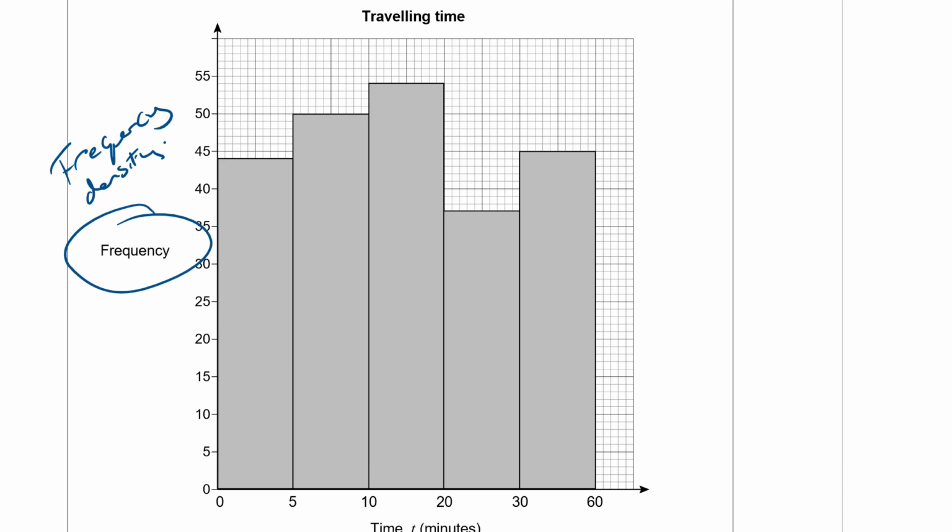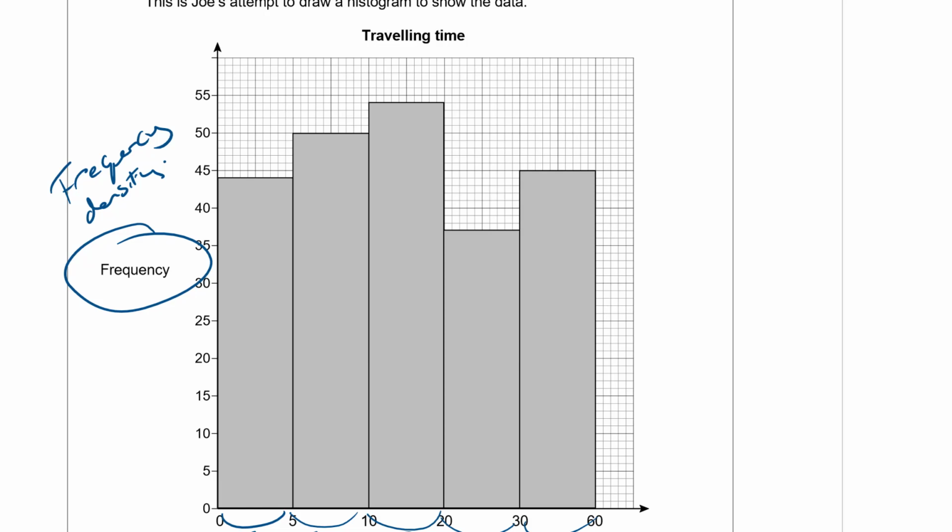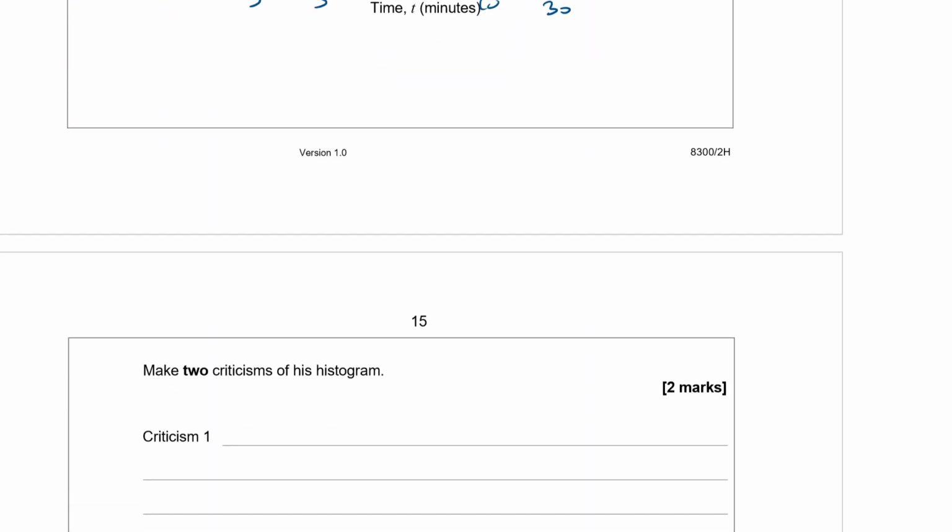The other thing that Joe's done wrong is his scale on the bottom here. So from here to here is 5 units, here from here is 5 units, but here from here is 10 units. This is 10 and this is 30. So he's using a non-uniform scale along the bottom here. So he's drawn all his bars the same width, but they represent class intervals that are very different. This has got an interval of 5, this has got an interval of 5, this has got an interval of 10, 10 and 30. So these should be the width of those bars, not just a uniform width like he's got here. So let's write that down.